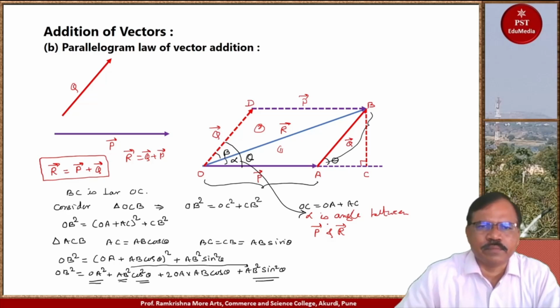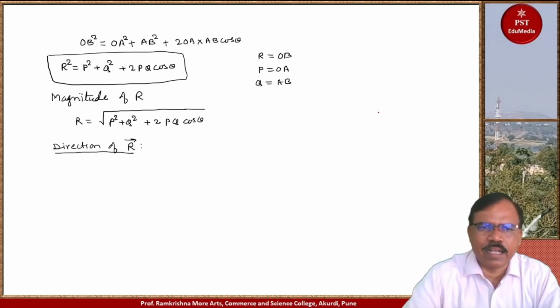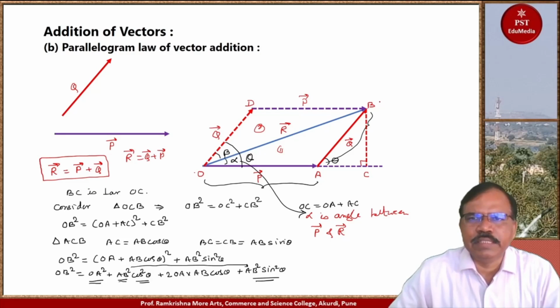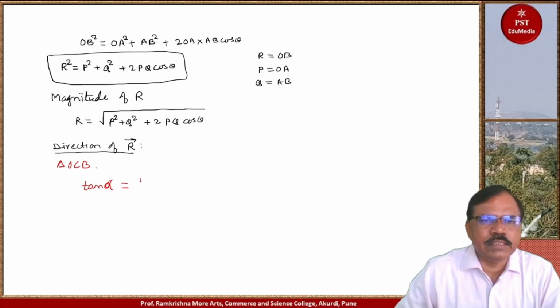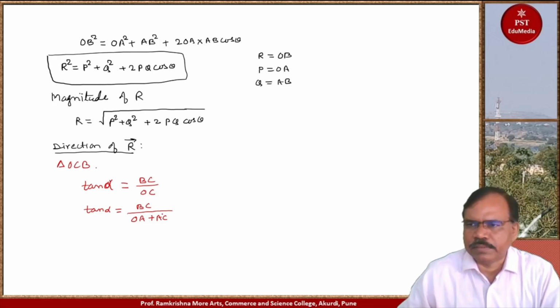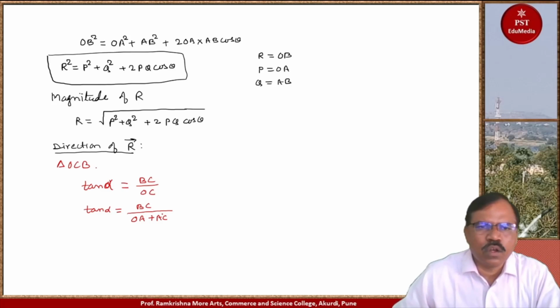So here, see, we can take triangle OCB. So from triangle OCB, what is tan alpha? Tan alpha is BC divided by OC. This gives you tan alpha. So now you can write tan alpha is equal to BC upon OA plus AC. Now what is BC?